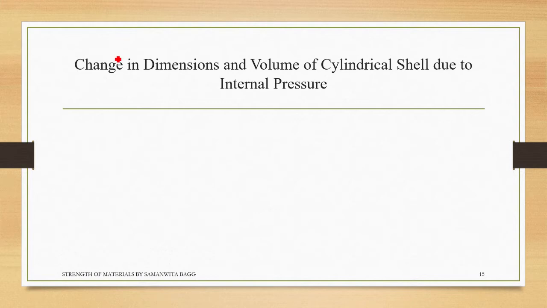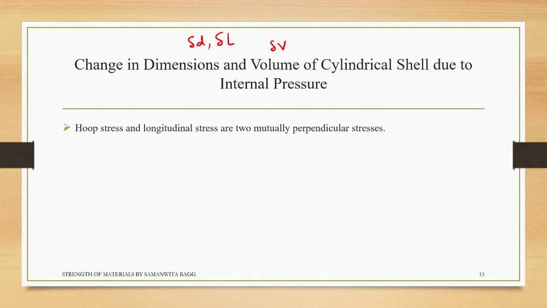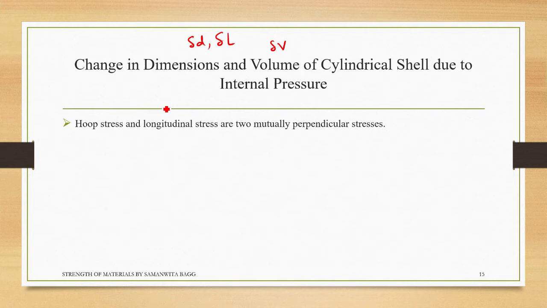Next we'll talk about the change in dimensions. That is, there will be a change in diameter, a change in length, and a change in volume. You will see some change in volume of the cylindrical shell due to the internal pressure. Hoop stress and longitudinal stress are two mutually perpendicular stresses. They produce longitudinal and lateral strains.